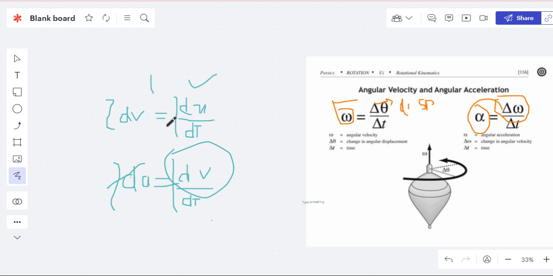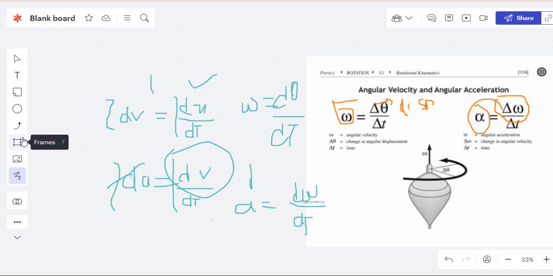This concept is the same for angular quantities as well. Omega is equal to d theta upon dt, so the area under the omega-time graph gives us angular displacement. And the same for alpha, which is equal to d omega upon dt, so the area under the alpha-time graph gives us omega. This concept is the same for this formula as well.